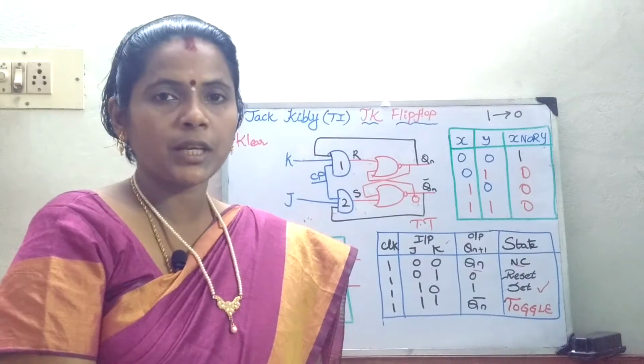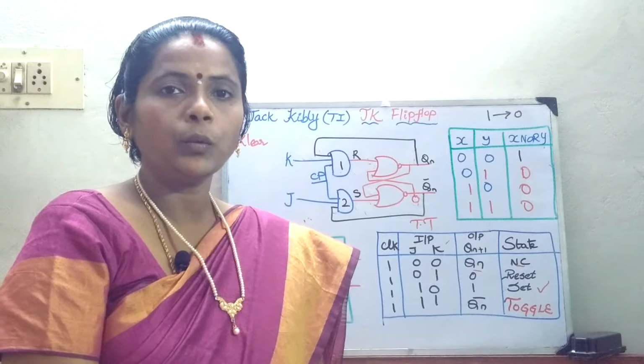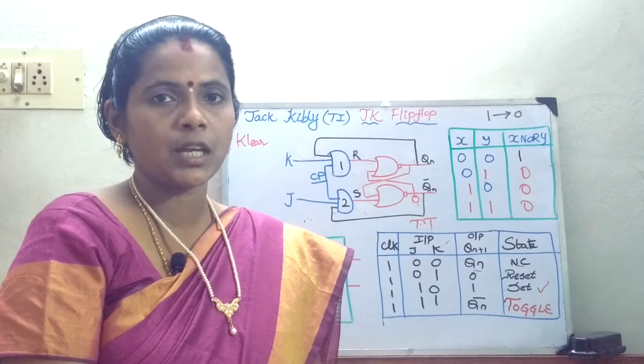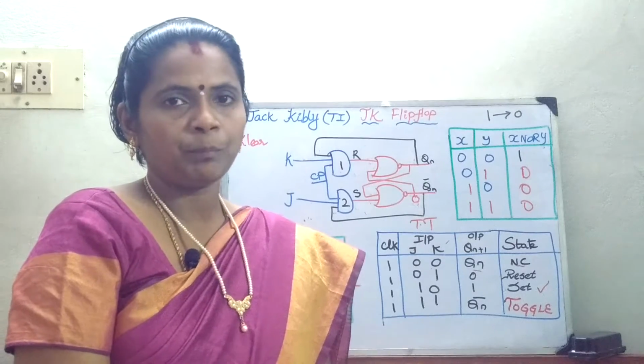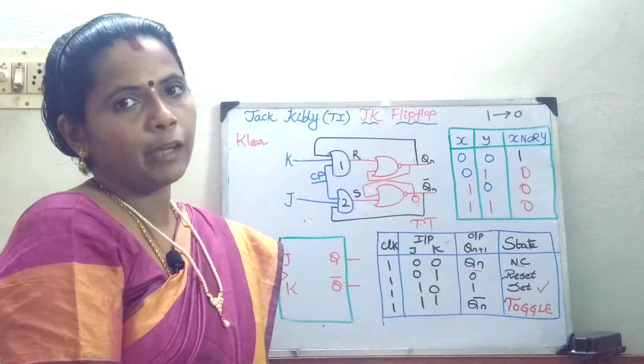In the last session, we have seen the working of the D flip-flop and how the characteristic equation, characteristic table and its excitation table have to be written. In today's class, we will be seeing about the JK flip-flop.